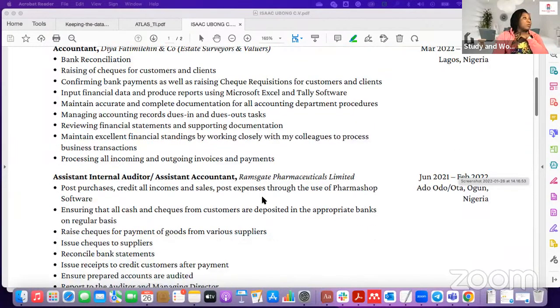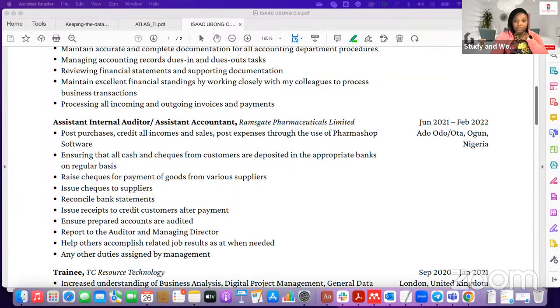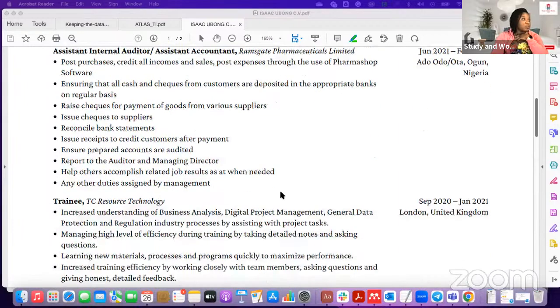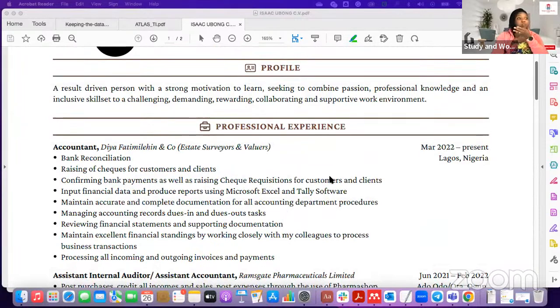So after that, if you are not applying to school and it is a work, then you can bring your professional experience at the top.